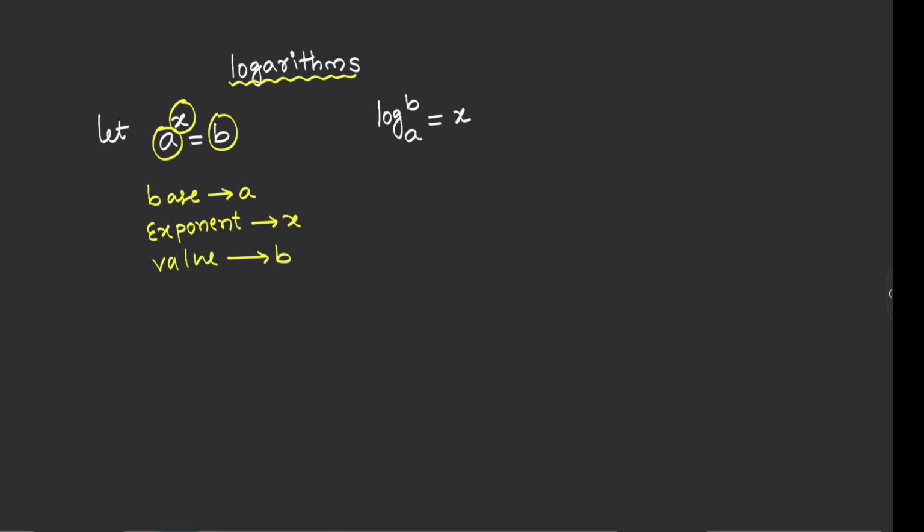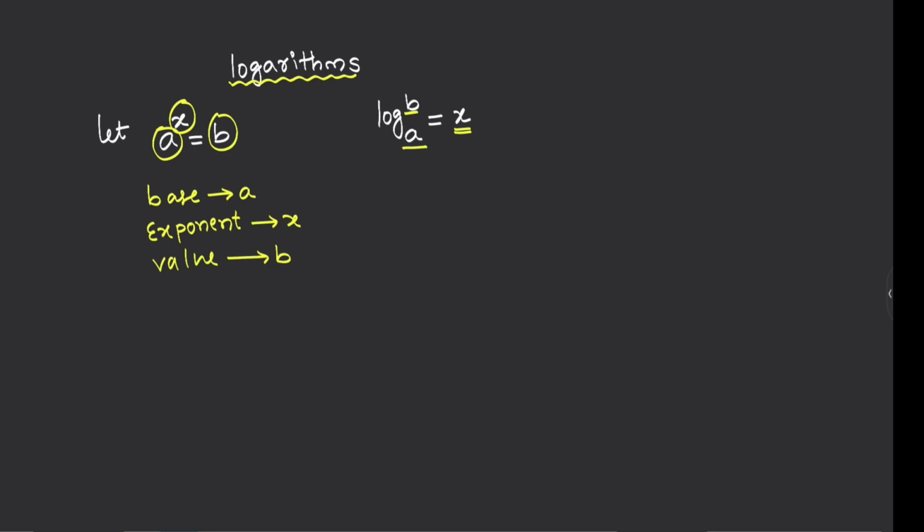So why do we use logarithms? To find out how many times a should be raised to get b. So in this example, a should be raised x times, the result is x. So a should be raised x times to get b. So this is the logarithmic form.